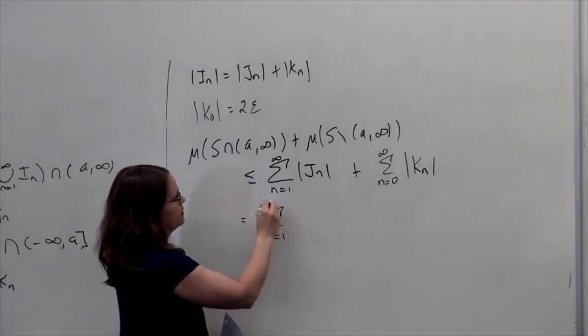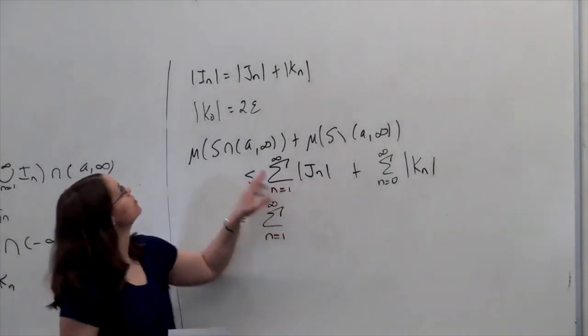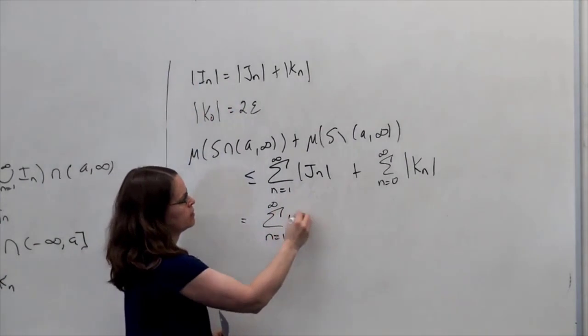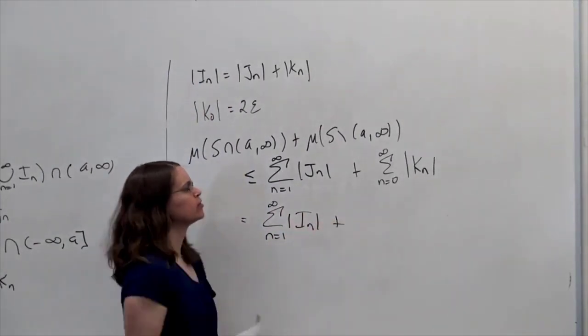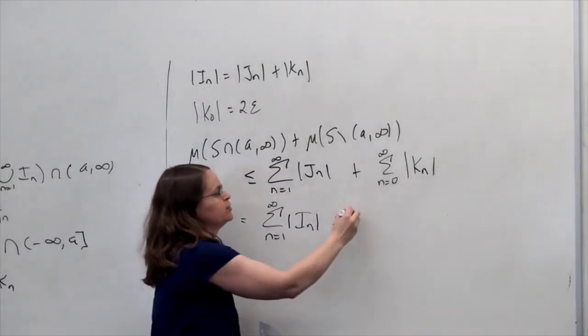Okay, well, let's combine these. For n equals 1 to infinity, we know that the length of J_n plus K_n equals I_n. And then we also have to include the length of our little K_0, our little bubble, which was 2 epsilon.